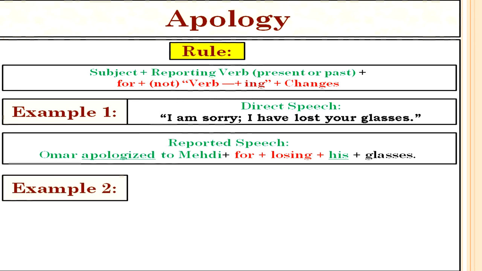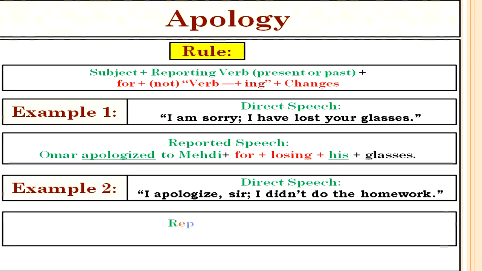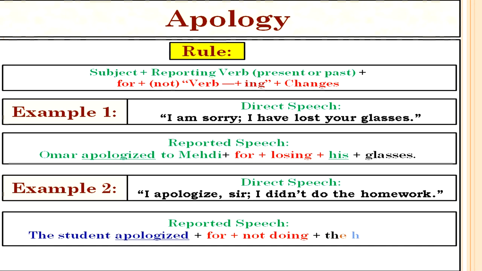The sentence in direct speech is, I apologize, sir. I didn't do the homework. Again, we have just one case. It is the case of the reporting verb in the past tense, apologized. So the student apologized. According to the rule, we need to use for plus not plus verb plus ing.